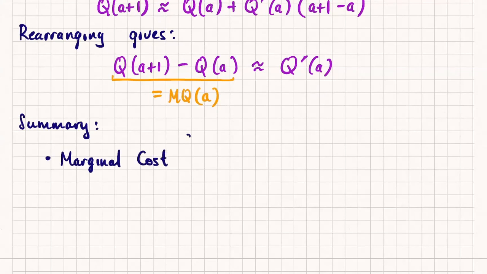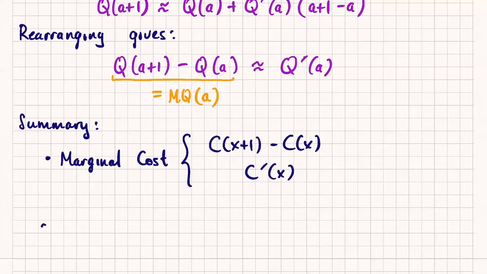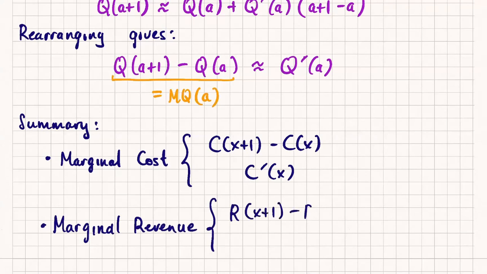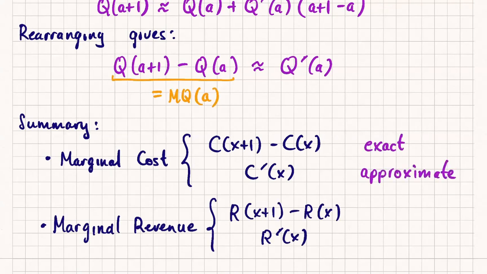Marginal cost: I have C of x plus 1 minus C of x, and then I have C prime of x. And the same thing goes for marginal revenue. I'm going to add a little note to these in just a second. This is the exact formula, and that is our approximation. So marginal cost, the definition is C of x plus 1 minus C of x, but I can approximate it using C prime of x. And the same thing goes for revenue.